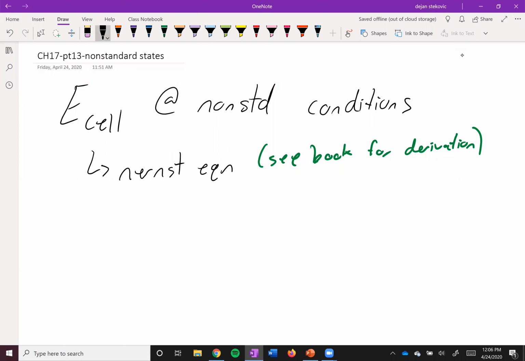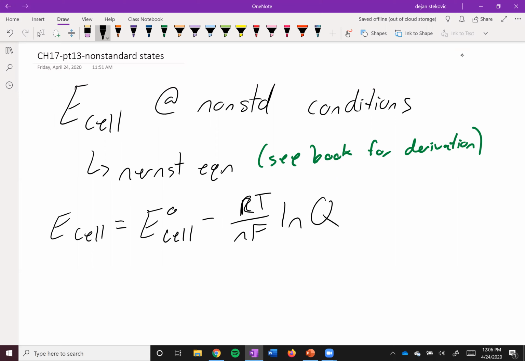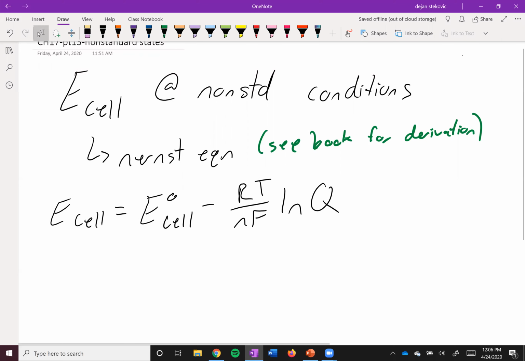I'm just going to give you the overall equation, and it's that E cell is equal to the E cell at standard states minus RT over NF times the natural log of Q, where R is your gas constant, your 8.314, T is your temperature, N is your number of moles, and F is the Faraday's constant, that 96,000 something kind of thing.